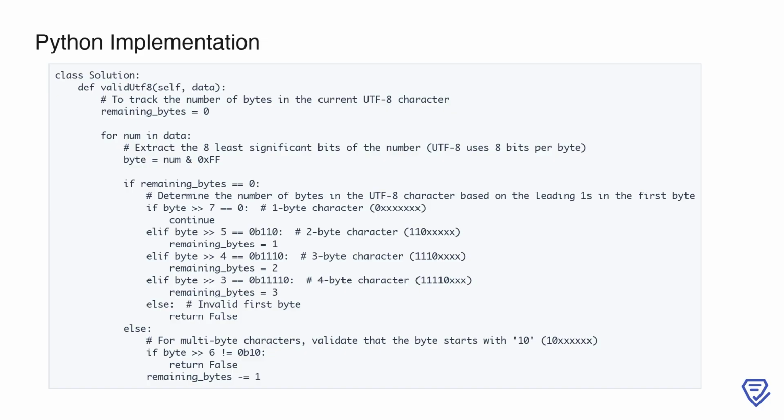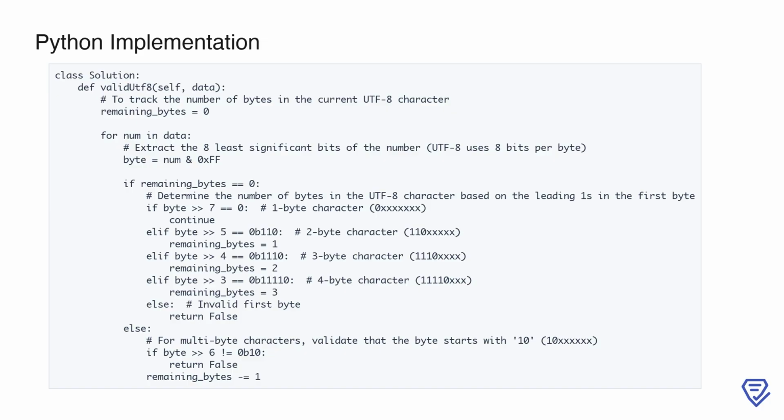Next, we check if we are currently in the middle of processing a multi-byte character by looking at remaining_bytes. If it's 0, we analyze the first byte of a potential UTF-8 character. By using bitwise right shifts, we examine the leading bits to determine the character's size. For example, if the byte starts with a single 0, it's a 1-byte character, so we continue to the next byte. If the leading bits match the patterns for 2-byte, 3-byte, or 4-byte characters, we update remaining_bytes accordingly.